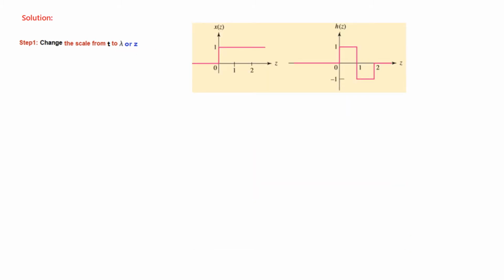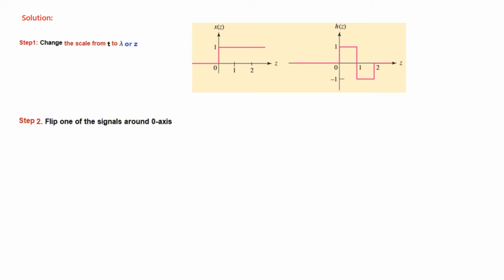The first step is to change the scale from t to lambda, or z. So we've changed the scale. The given was x(t) and h(t). Now we have made it x(z) and h(z), and the variable t has been changed to z.